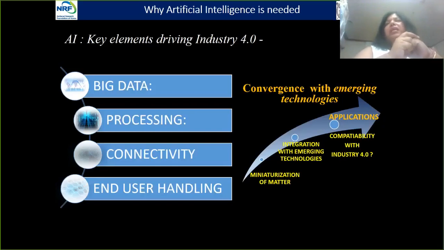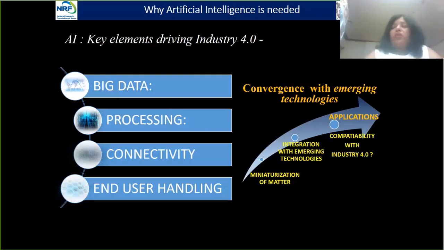So why do we need AI? Because we have a lot of data. Especially in material science, till now there were not so many materials, but now we have a lot of information out there regarding materials. And this big data needs processing, needs connectivity, and needs information which the end user can handle. So that means we need to converge the emerging technologies. That means miniaturization, integration of miniaturization with the technologies, and then compatibility with Industry 4.0.